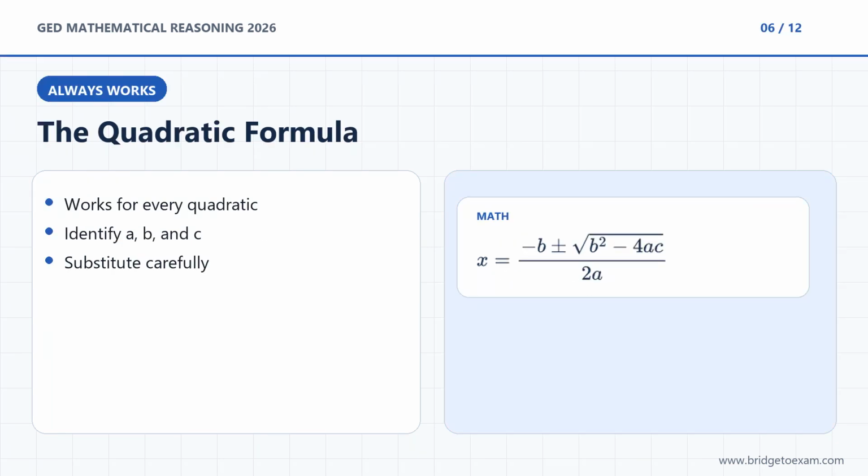When factoring is hard, the quadratic formula always works. For ax squared plus bx plus c equals 0, x equals -b plus or minus the square root of b squared minus 4ac, all divided by 2a. Memorize this formula. It can solve any quadratic equation.